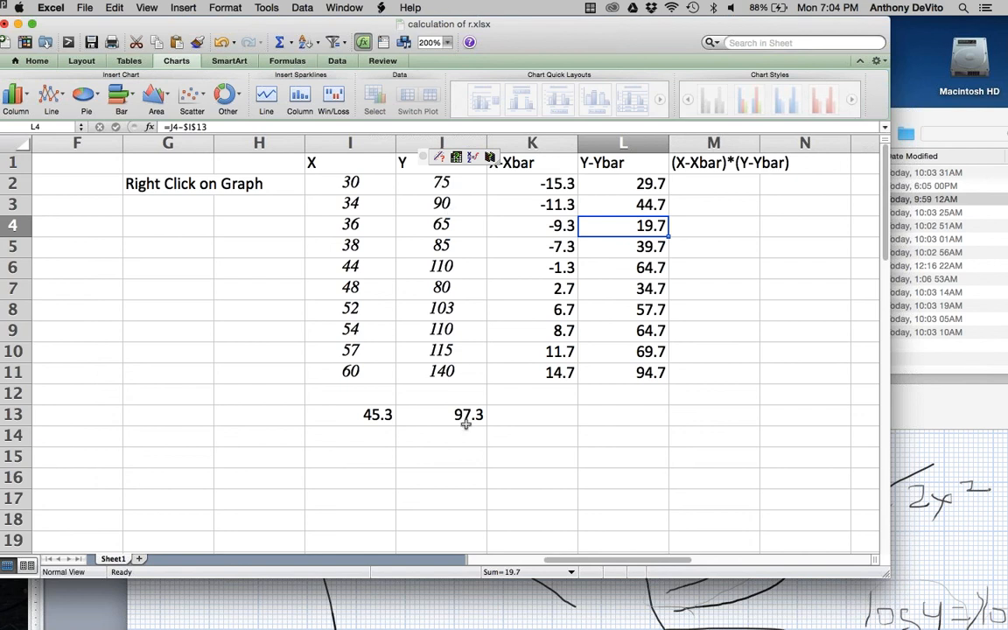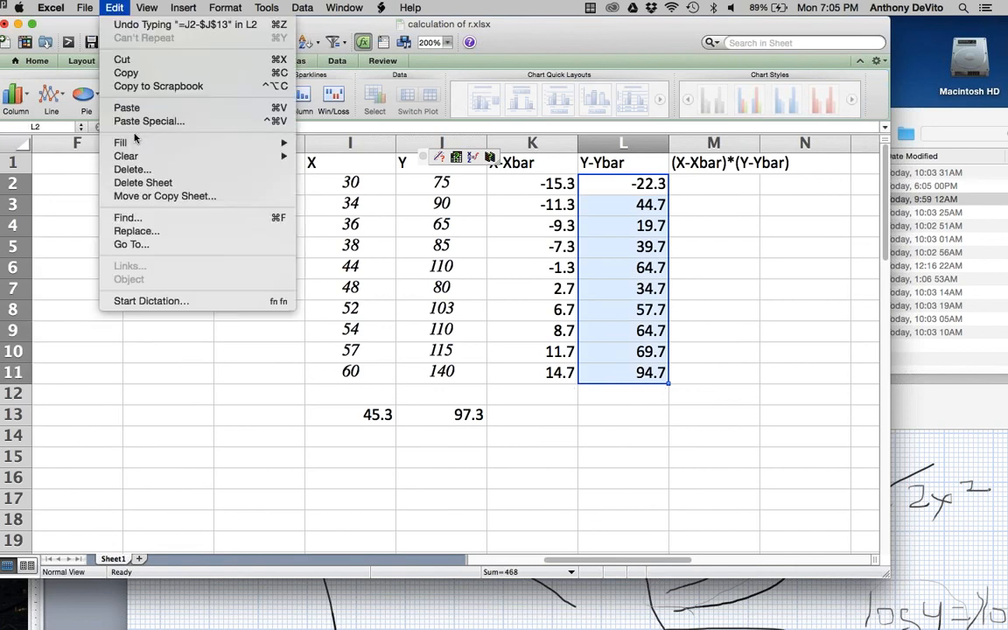Right. Okay, 75 minus 97.3 would be y minus y bar. Y is, no, something's wrong. Let me do it again. Okay, minus this, and I'll put the dollar sign in front of here. Something weird happened with the sign there. I'm not sure exactly what I did, but I don't have the time to figure it out right now. That's working now. Let it fill down.